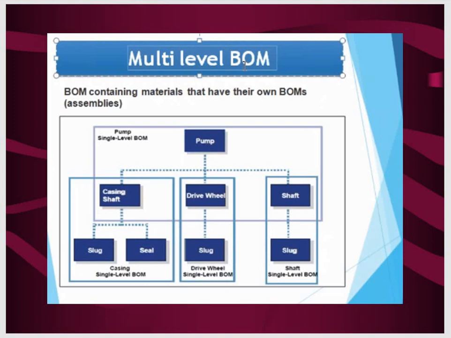As the name itself says, multi-level BOM means multiple levels of the BOM. For example, we have to create the pump. For creating the pump, you'll need the casing, shaft, and drive wheel. But for the creation of this casing, you'll need the slug wheel, for this drive wheel you'll need the slug, and for the shaft, you need the slug. So this is what a multi-level BOM is. First the single level, and as this goes down, it is the multi-level. So this is what we call the multi-level BOMs.